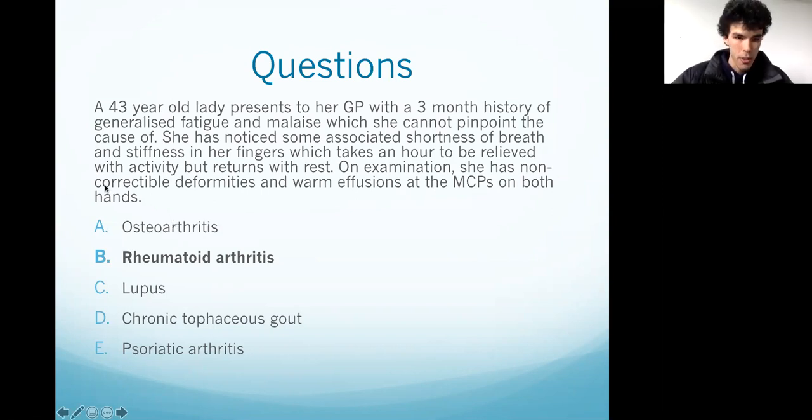Lupus, so this is non-correctable disease. Correctable disease will push us more towards lupus. Chronic tophaceous gout, she doesn't have any tophi that we know of. She doesn't have massively painful joints anywhere. And psoriatic arthritis, very unlikely in this situation. There's no skin problems, there's no nail signs.